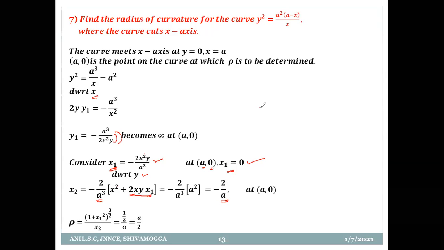Rest is very simple. Radius of curvature rho is given by 1 plus. Now the roles of x and y are interchanged. Therefore, the formula will be 1 plus x1 square whole power 3 by 2 divided by x2. We just substitute. x1 is 0. Therefore, the numerator is 1 power 3 by 2, that is 1, divided by x2. You just leave this negative sign. Take the magnitude only. That is 2 by a. Therefore, this is equal to a by 2. Radius of curvature is a by 2.